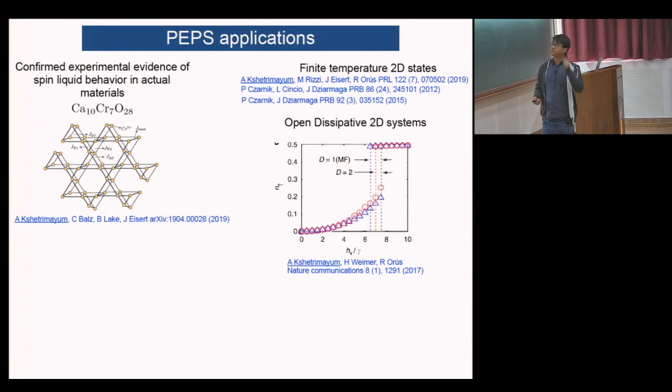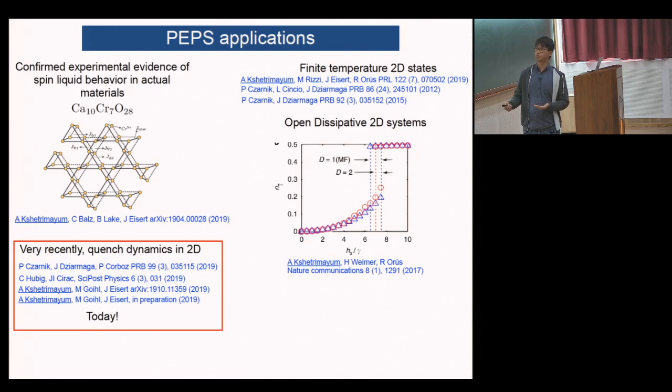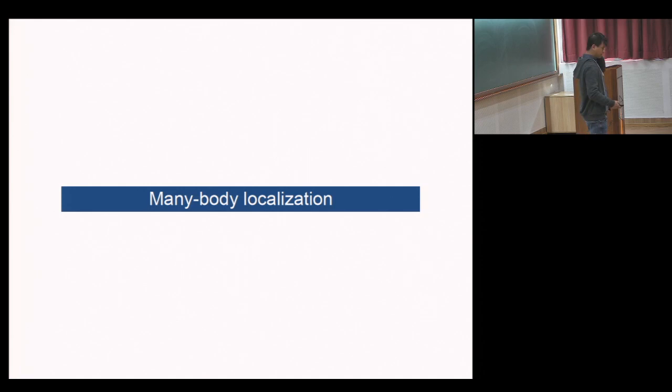Right, so besides all these things, very recently, we started using PEPs for quench dynamics. As you can see, there have only been three papers so far, which all came out this year. And this is what I'm going to be talking about today. Right, so that was a brief introduction to the technique that I'm using and some applications. So if you don't have any question, I will move to the next section on many-body localization.